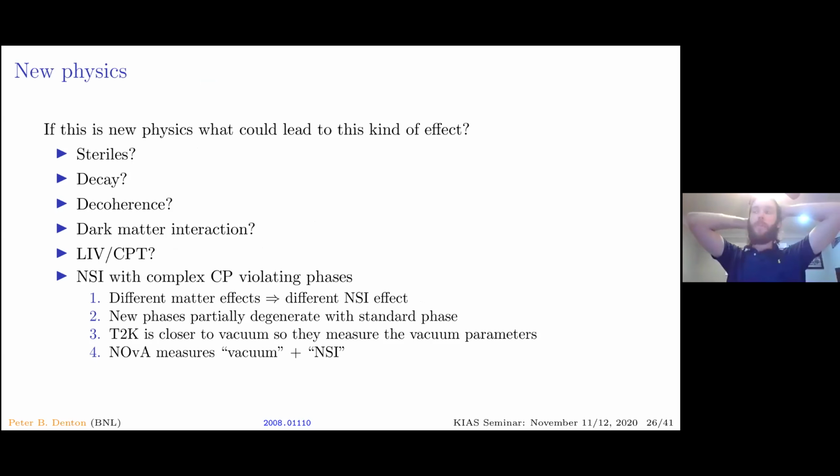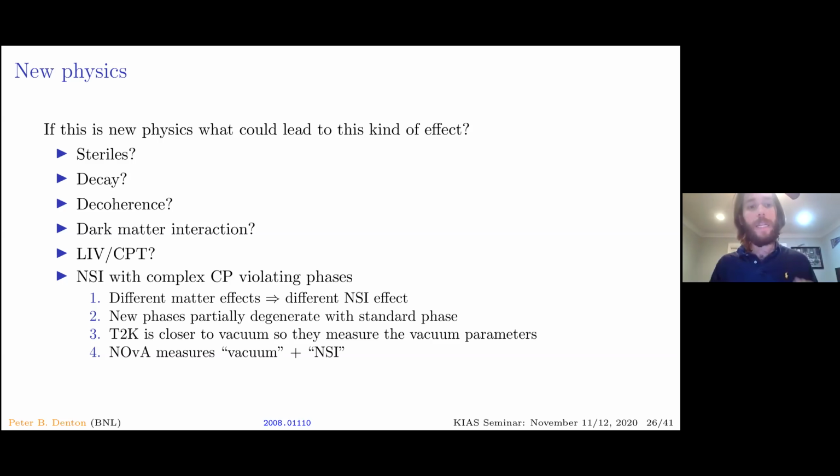Now, it turns out that this doesn't fully resolve the tension. It's not actually a great fit to the data in the inverted ordering. It's just slightly better. So one might ask then, what kind of new physics might do this, and can the new physics do a better job than switching the mass ordering? There's a whole bunch of things, probably all of which could play a role in this. But I'm going to focus on non-standard interactions because that's the one we did, and we wrote this paper very quickly, so we did not do all of these things. But it'd be interesting to look at the other ones and see if they could work too.